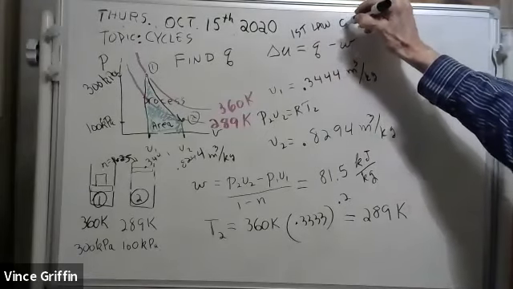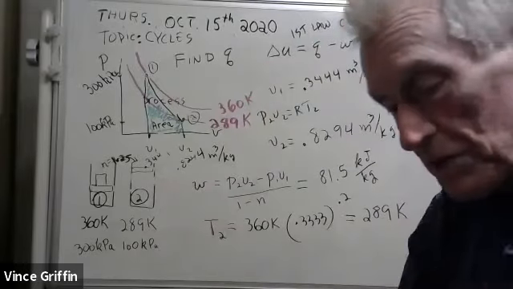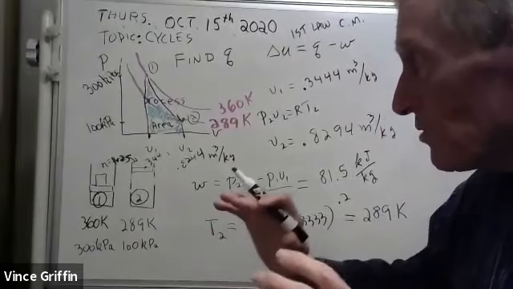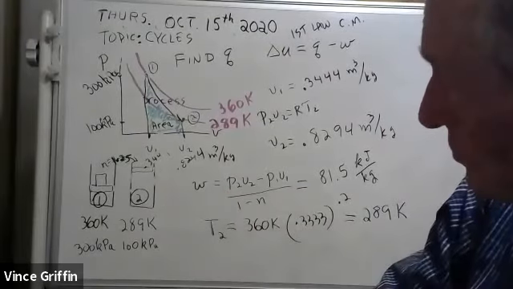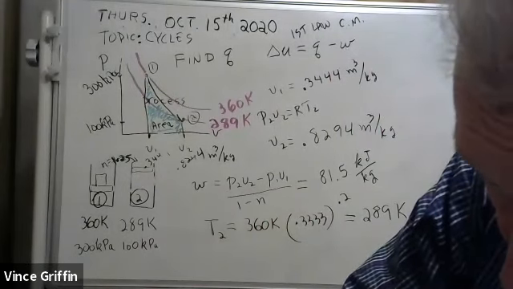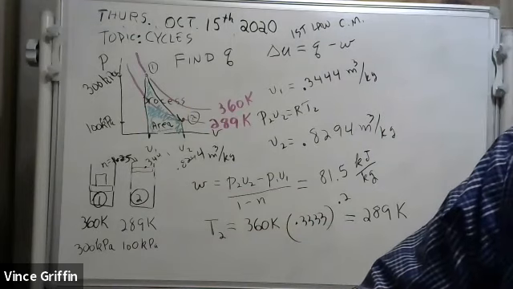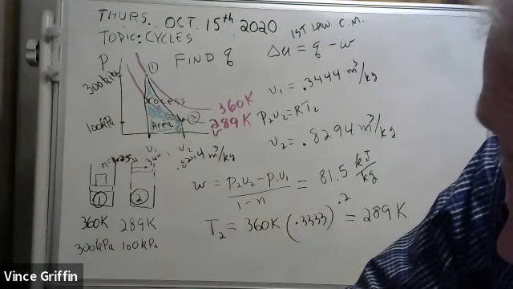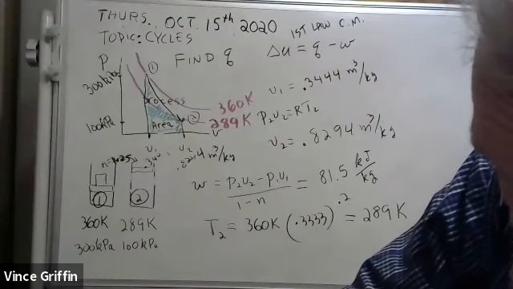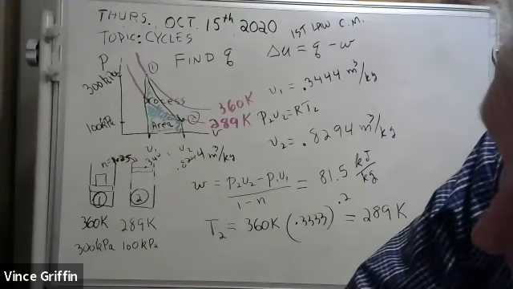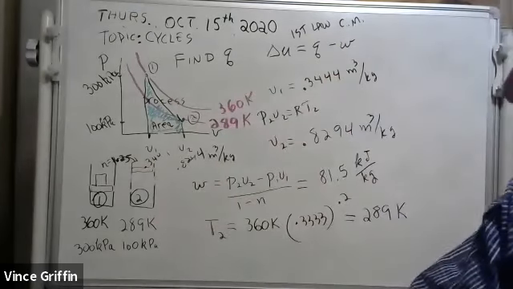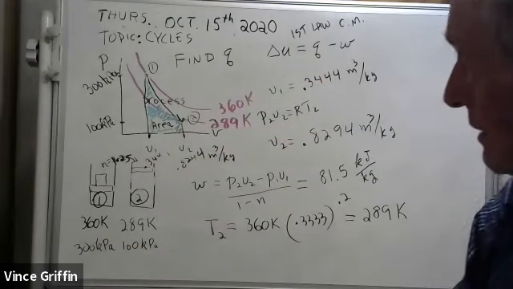Now you got to be careful. That's the first law for control masses. But see, we have a control mass. No mass comes in and no mass gets out. Now, if you have a mass coming in and mass going out, you got a different first law, like with a nozzle, for instance, or a throttle or a turbine. But this, we studied this a while back.